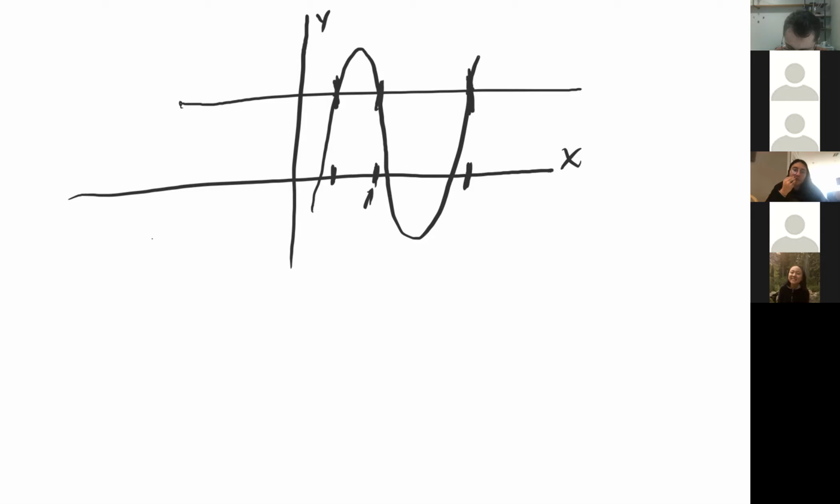So if a test question says, show that the function has an inverse. Oh, that's a good question. Let me talk about that too. So this is what you'd want to do on a test question.